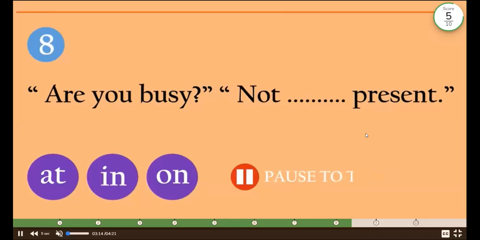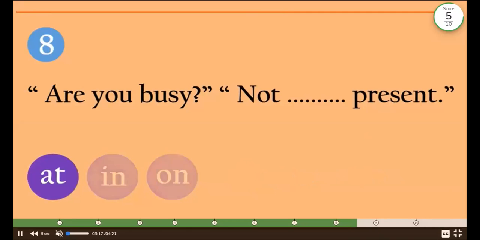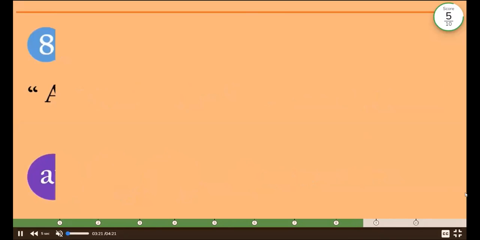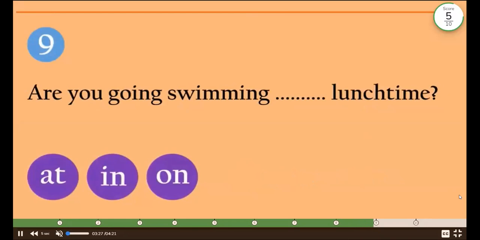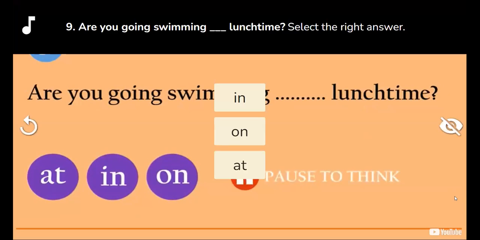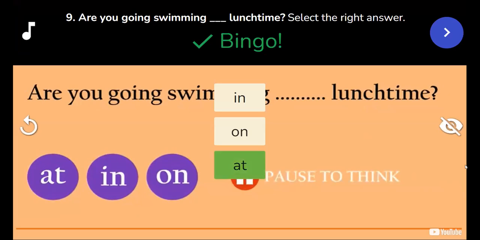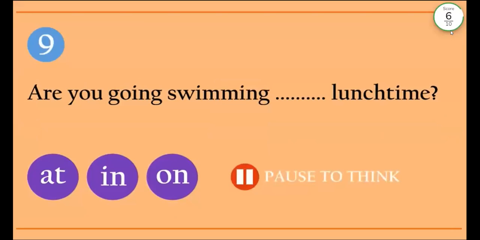Let's go with next one, number 9. Are you going swimming at lunch? Or in? Or at. Why is at lunchtime? ¿Por qué? Because lunchtime is meal time. Es un tiempo de comida. ¿Y se acuerdan que decía que en el at utilizamos un meal time, right? Very good. Lunchtime.